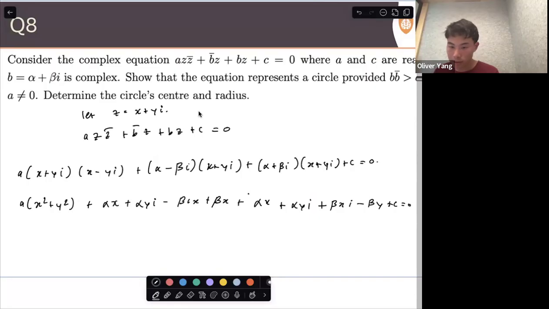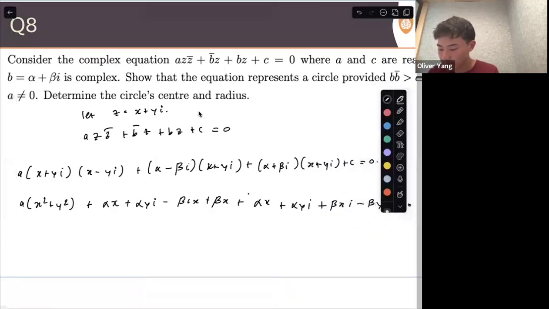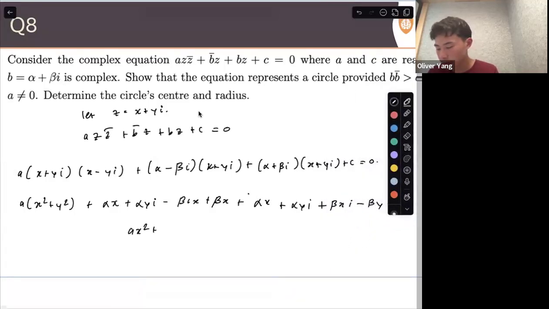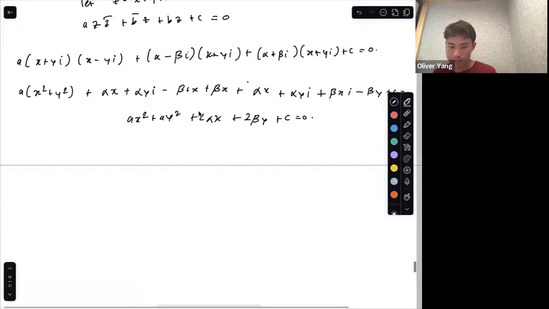So we've got like terms. What you get is we just add all the like terms together. So you should get ax squared plus ay squared plus 2 alpha x plus 2 beta y plus c equals 0. Okay, we can convert this into a circle because we can just complete the square, right? So let's complete the square.